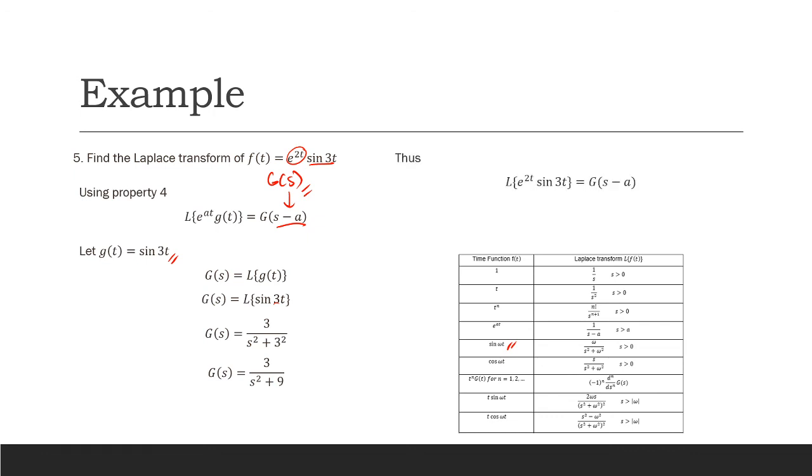So therefore, ang Laplace natin nito is g of s minus a. So papalitan lang natin yung s ng s minus a. So we will arrive at lahat ng s natin, papalitan natin ng s minus a. Ang a natin in this case is 2. So therefore, we will have 3 over s minus 2 squared plus 9. Sorry, sumobra. So this is now our final answer. This is the Laplace transform of this f of t.